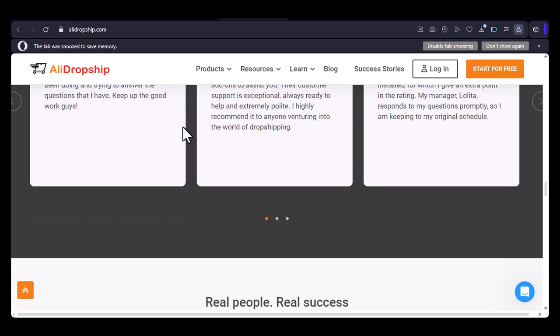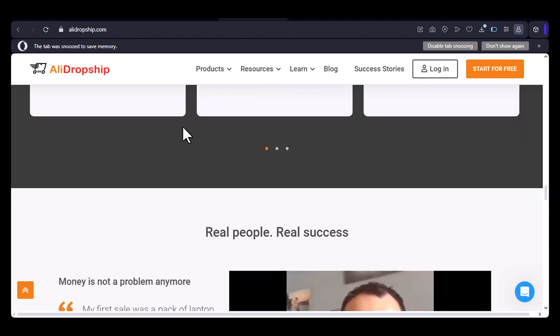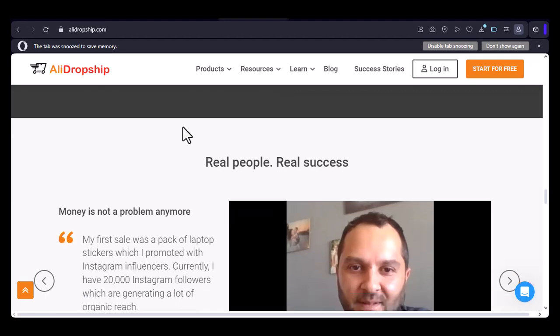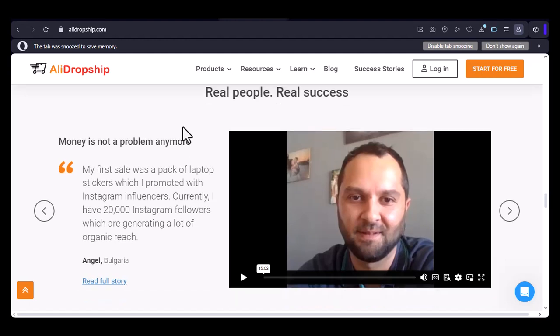Refund process. Once you've submitted your refund request, AliDropship will review it. If your request is valid and meets their refund policy criteria, they will process your refund. The refund can usually be issued to the original payment method.